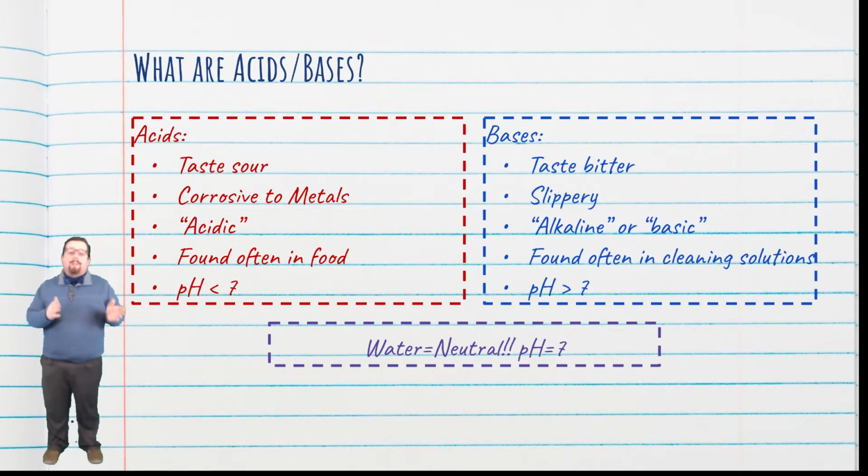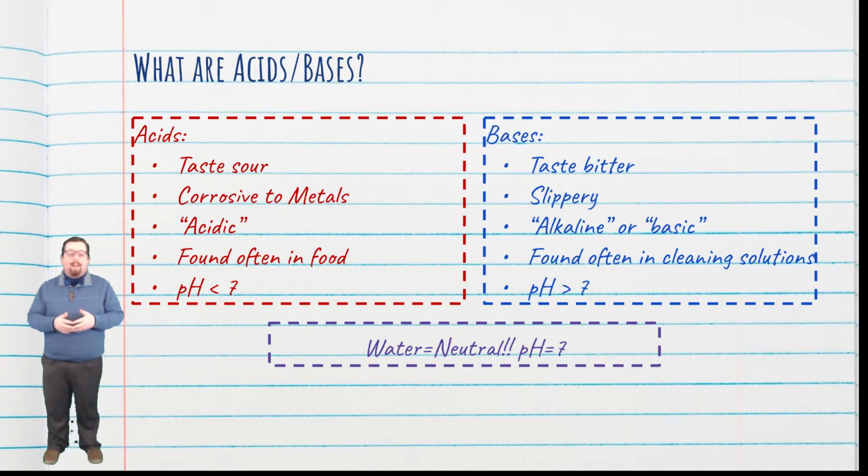Whether you know it or not, you've encountered many acids and bases in your life. Some characteristic properties of acids are that they taste sour, are corrosive to metals, and often found in food. We'll talk more about it later, but the pH scale runs from 0 to 14. Solutions that have a pH value that is less than 7 are acids, and we call them acidic.